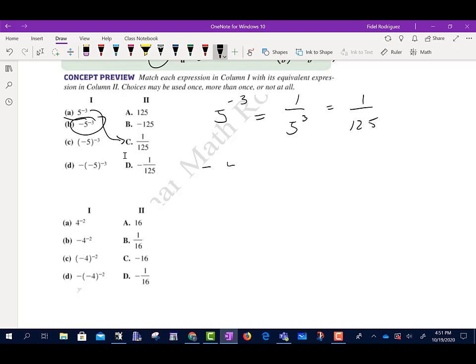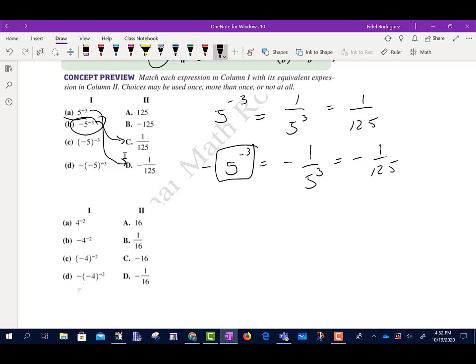Now this one here, there's a negative, 5 to the negative third. So remember, I'm going to worry about this part. That negative is just going to come along with my problem. 5 to the third. So negative 1 over 125. So part B is going to match up there. Okay.